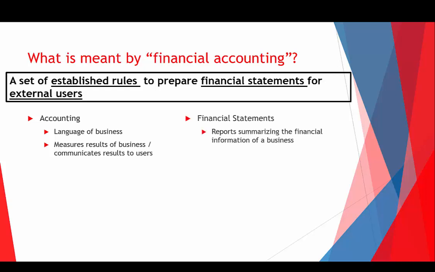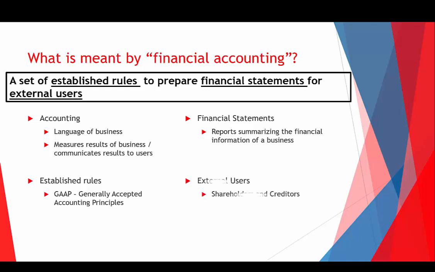Financial statements, there's four big ones that we're going to go through in just a moment, but they're reports that summarize financial information of a business. We have to use established rules in order to do that, and the rules are called GAAP, Generally Accepted Accounting Principles. And the external users who usually use financial accounting information are shareholders and creditors. And this is not the only type of accounting out there. There's lots of different types, managerial accounting, tax accounting, but this is financial accounting.